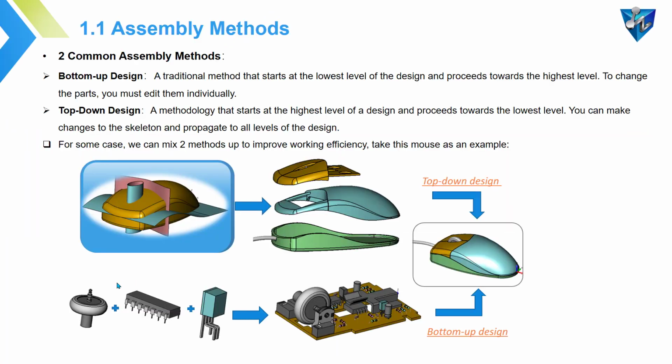First of all, I'd like to show you two common assembly methods. The first one is bottom-up design, which is a traditional method that starts at the lowest level and proceeds to the highest level. To change the parts, you must edit them individually.